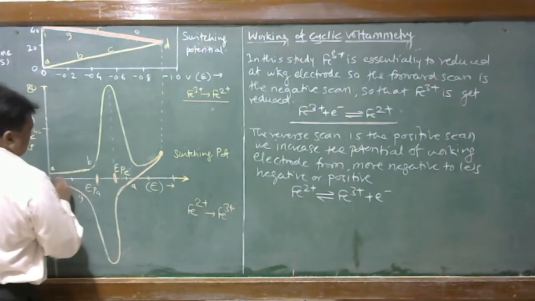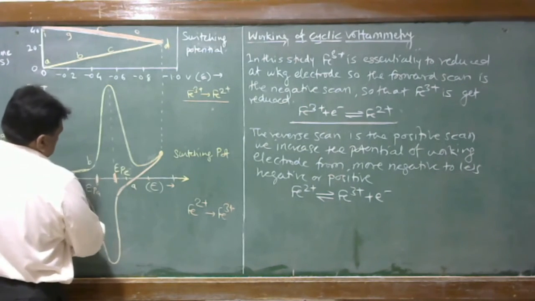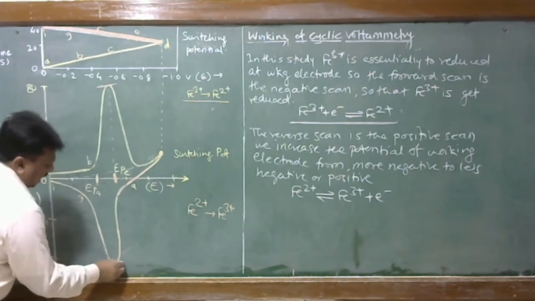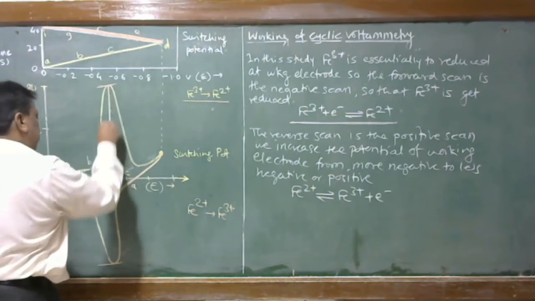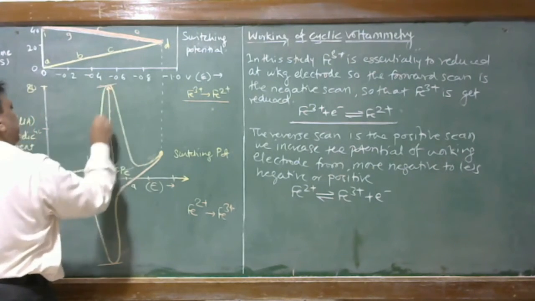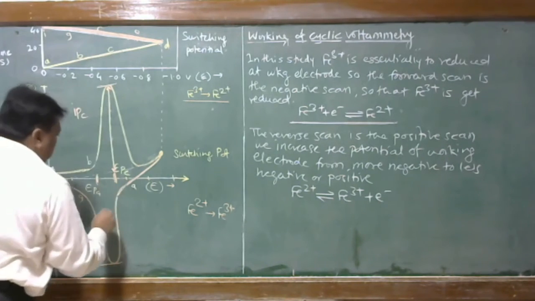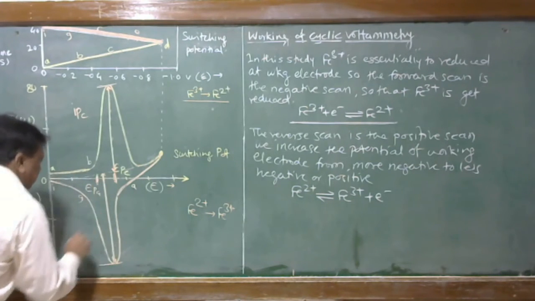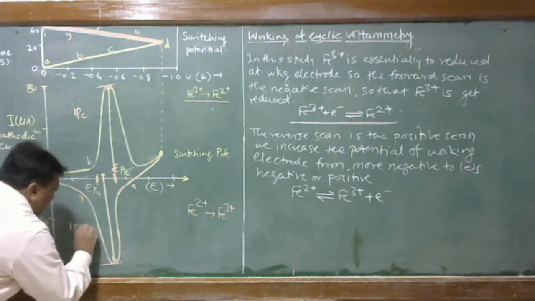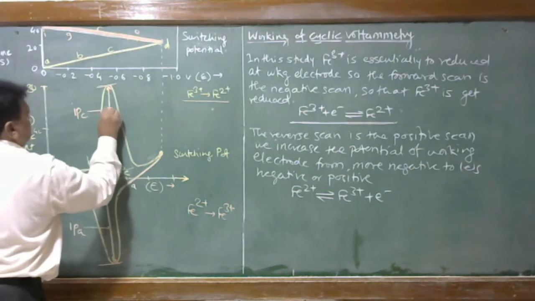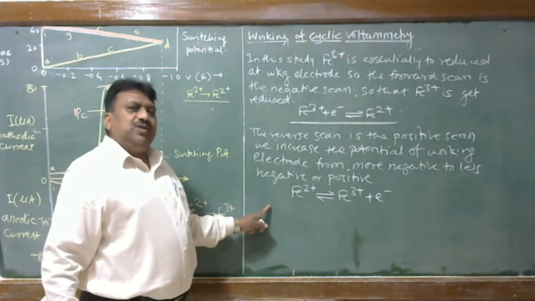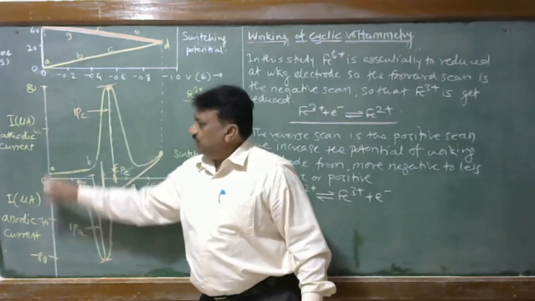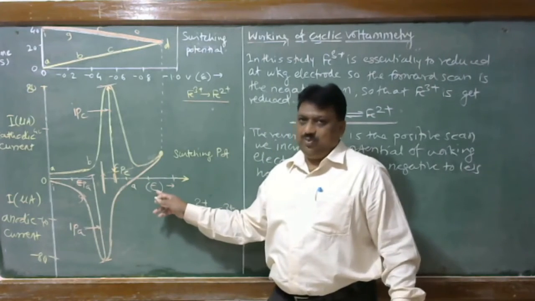Again, if we draw the baseline and determine the peak height of these two peaks, this peak height is called IPC and this peak height is called IPA. This is IPA and this is IPC. The result obtained in cyclic voltammetry is in the form of a cyclic voltammogram. That is a plot of cathodic and anodic current as a function of applied potential.